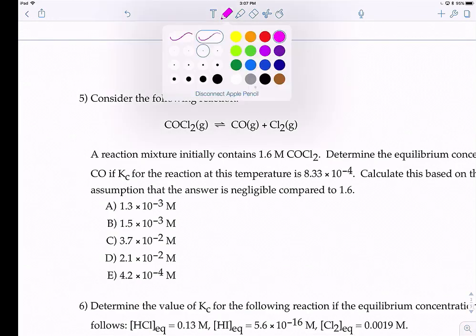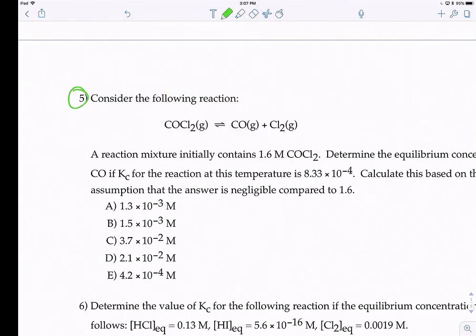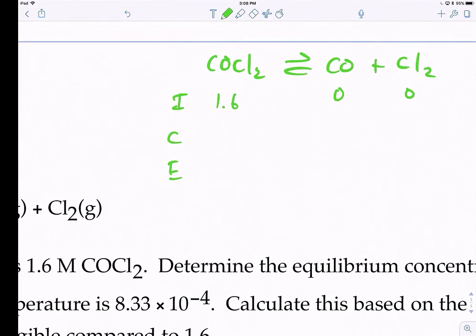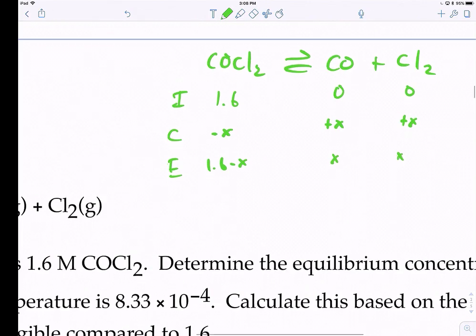Actually, phosgene is green. I'll do green. Can you see green? Yeah, you can. Okay. COCl2, equilibrium, CO, Cl2. Initial, change, equilibrium, 1.600. So, where do we go? We shift right. Equilibrium: 1.6 minus x, x, x.